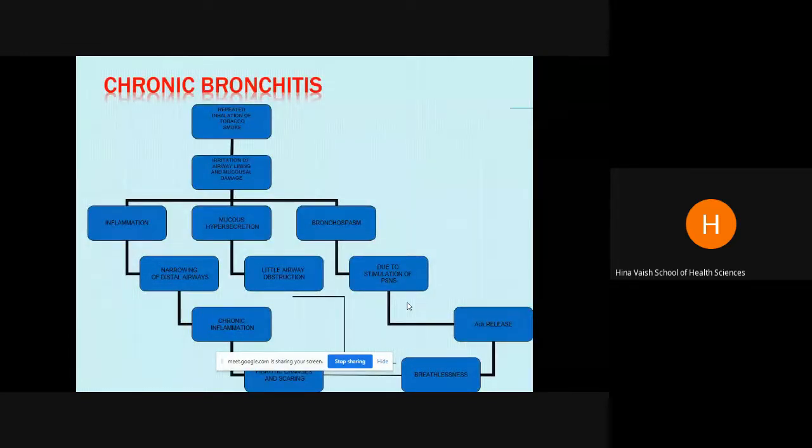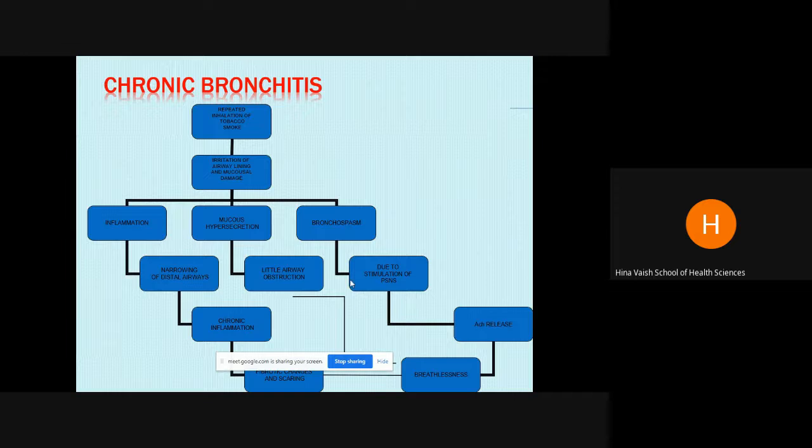So first, let's start with chronic bronchitis. Bronchitis is the inflammation of the bronchioles. Now, chronic, as the definition says, means it should last for at least 3 months and for 2 consecutive years. So that period is a long time.